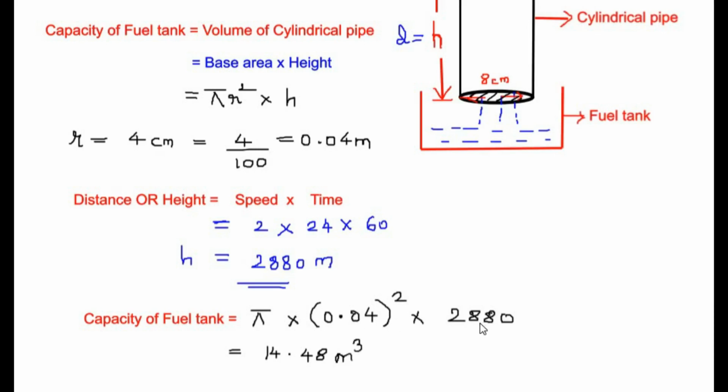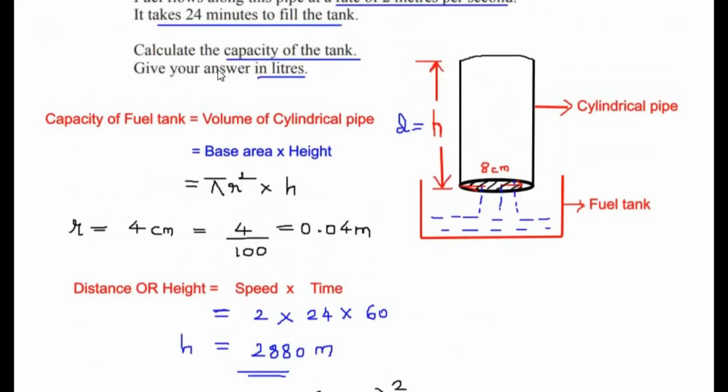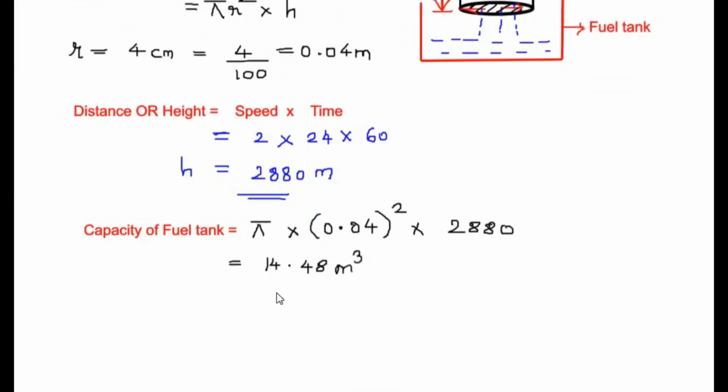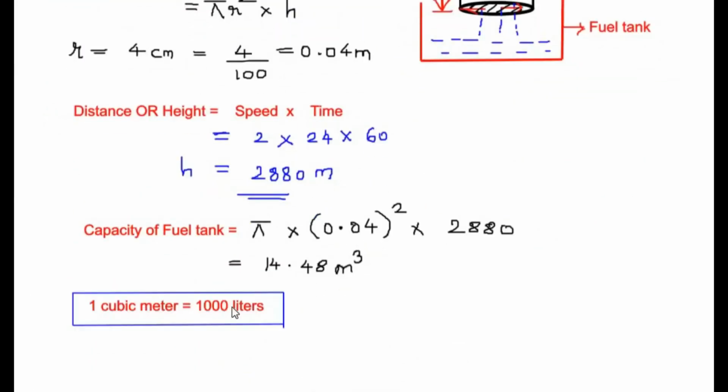But they have asked us to find the volume or the capacity in liters. So we have 1 cubic meter given as 1000 liters. So if we have 14.48 cubic meters, we are just going to multiply it with 1000 to convert it into liters. So that is going to be equal to 14,480 liters. So this is the capacity of the fuel tank, which is also equal to the volume of the cylindrical pipe.